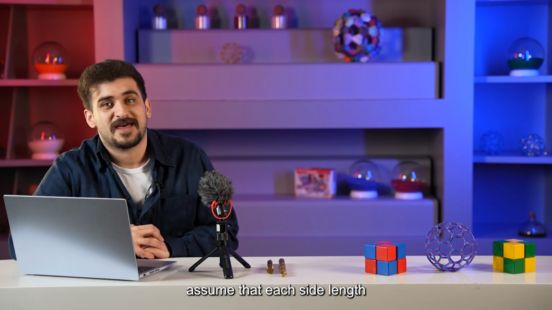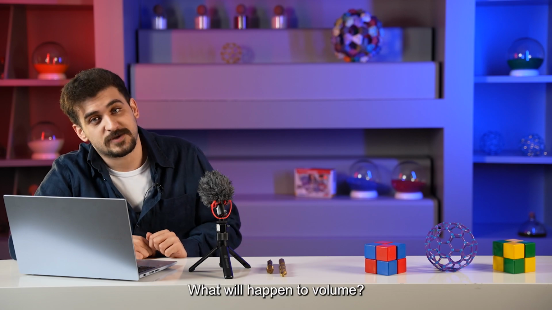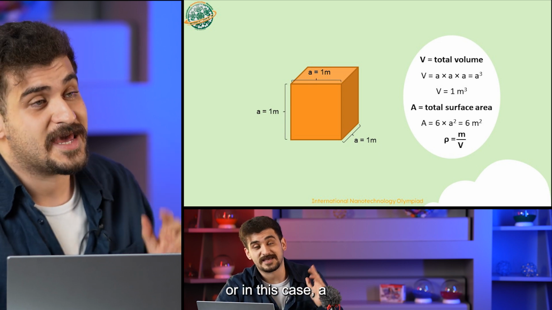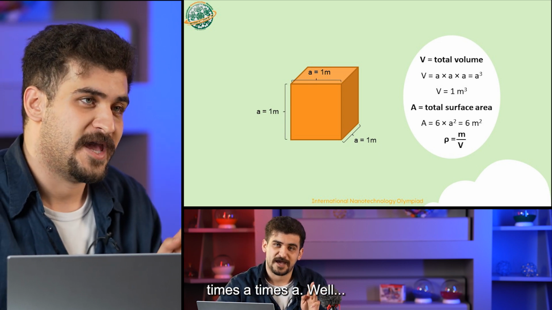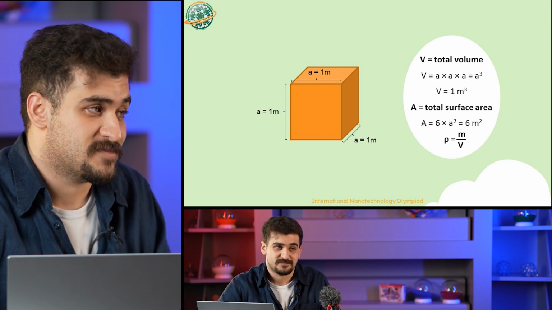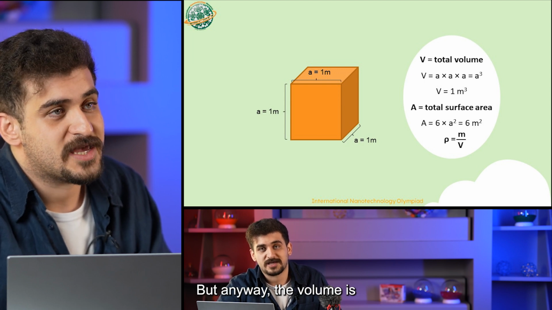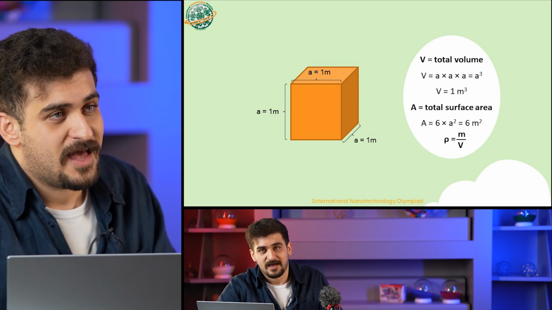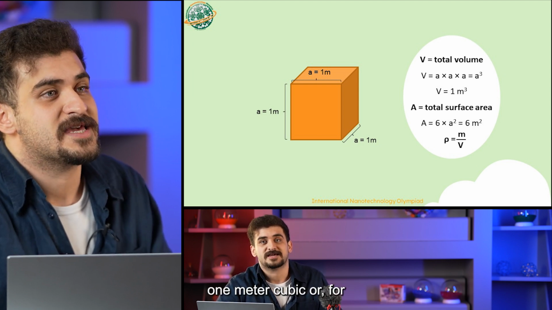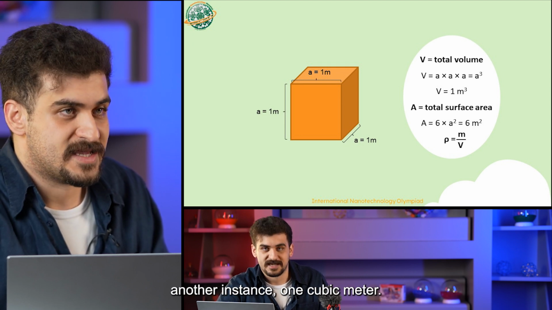We assume that each side length is 1 meter. What will happen to volume? Well, it's simple. X times Y times Z, or in this case, A times A times A. That's the formula of a cube. It could be different for different geometrical shapes, but anyway, the volume is calculated in this manner, and at the end you'll realize that the volume is 1 cubic meter.